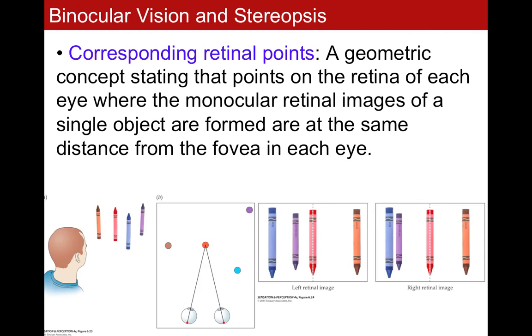There's a geometric concept that states that points on the retina where the monocular images of an object are formed are at the same distance from the fovea in each eye. Those are corresponding retinal points.